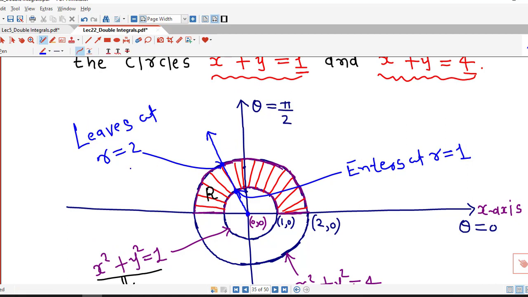Now we decide the limits of theta. So we have to find the smallest value of theta. So our region starts from these points.